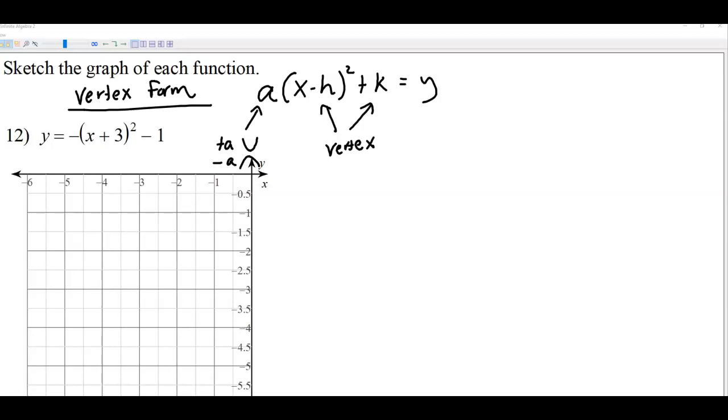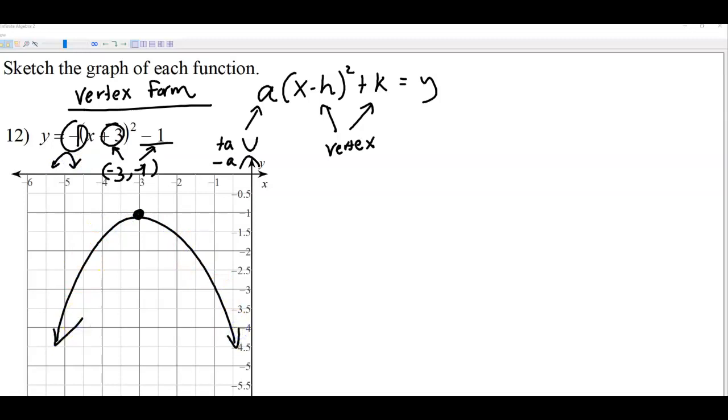Okay, so we can graph this. First of all, let's look at our h and k. My vertex is going to be negative 3 and negative 1. Remember, you always do the opposite of this number, but keep this one the same. So I'm going to find my vertex, negative 3, negative 1, which is right here. Next, we're going to look at our a value. Since it's negative, we do have a sad face parabola. So I'm looking for a parabola that will look something like that, roughly speaking.